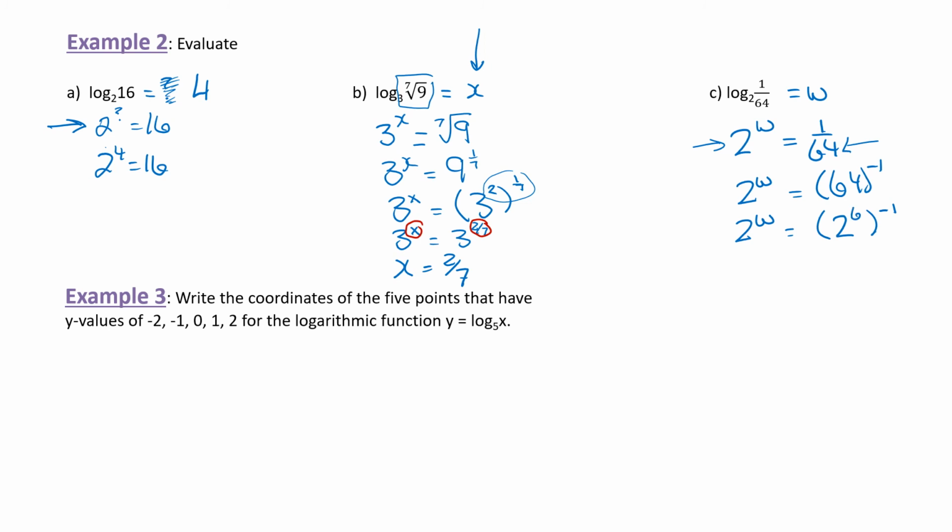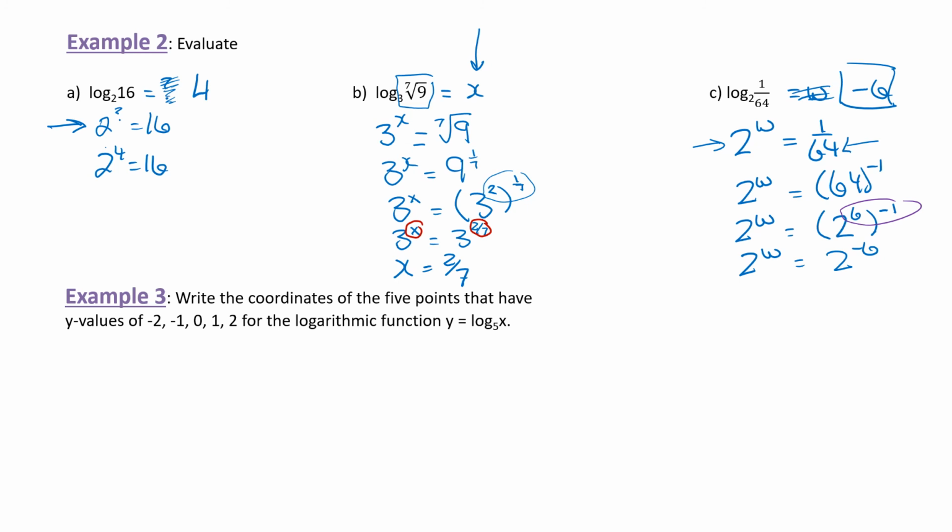Over here, I've got a power of a power law, which means I multiply those two. 2 to the power of w equals 2 to the power of negative 6. So now I see what w is. w is negative 6. So my answer to this question is negative 6. That's the answer. Log base 2 of 64 is negative 6.